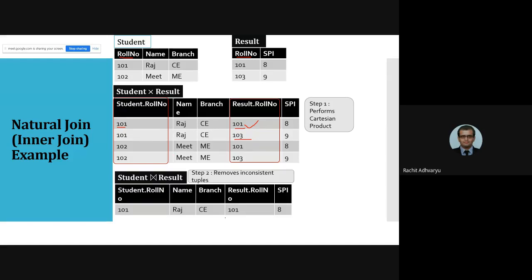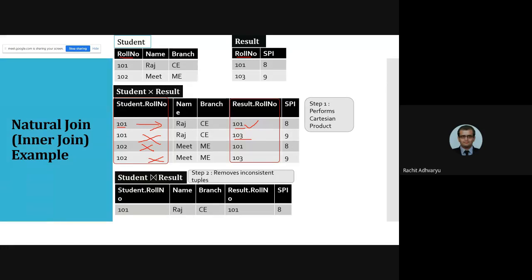See, it has only matched this particular row because 103 is not there, so we are discarding this. Here 101 is there, but here it is 102, so discard this. Here both are not there, so it is discarding it. So this is how the join is done. It is removing all the unwanted tuples in this step number 2. Clear guys, this thing? Is it clear?